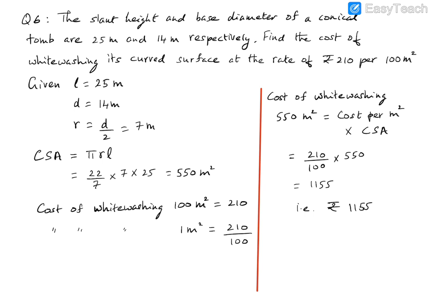So we have calculated the cost of painting the conical tomb given these dimensions. We were given that the cost to paint 100 meter squares is 210 rupees. From that we were able to calculate the cost of painting or whitewashing 1 meter square, and then we multiplied that with the curved surface area of the conical tomb structure, and we got the total cost of painting the conical structure as rupees 1155.